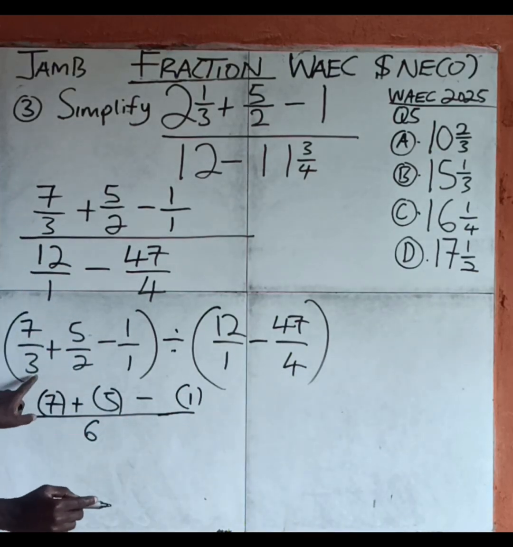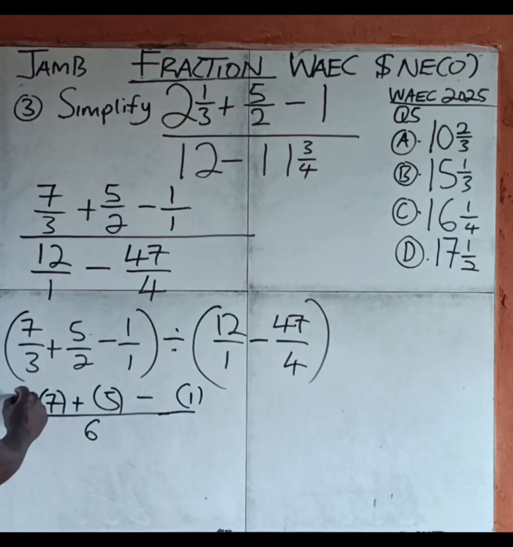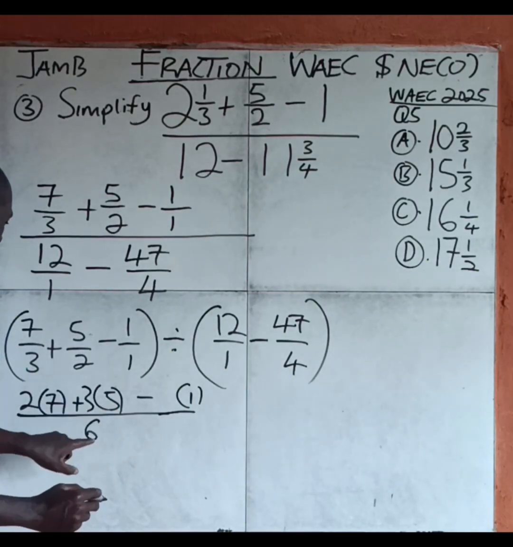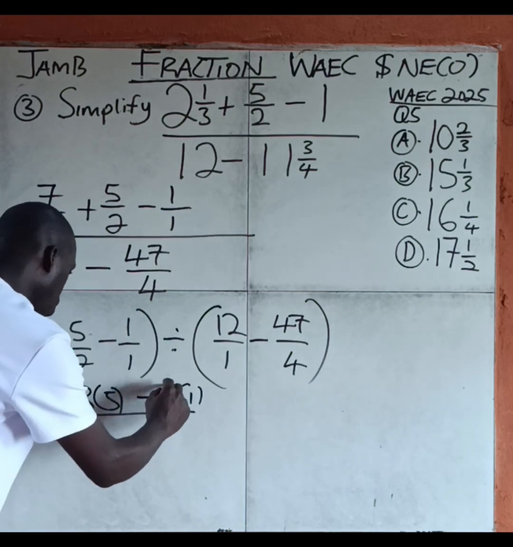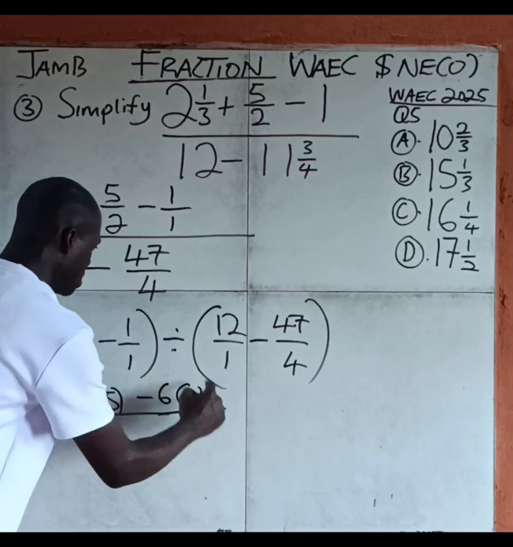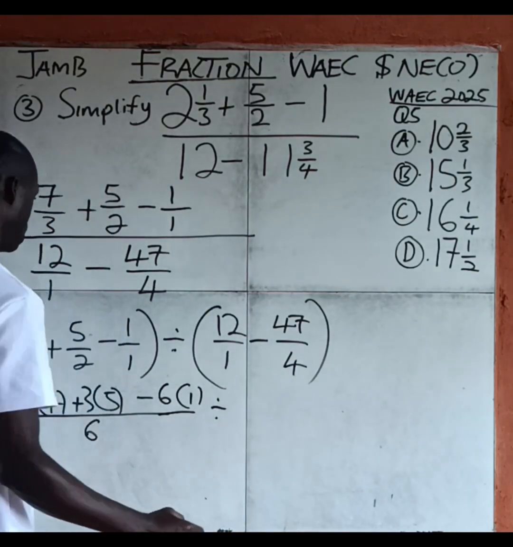So now, if 3 should go into 6, what am I going to have? I'm going to have 2. If 2 should go into 6, I'm clearly going to have 3. If 1 should go into 6, I'm also going to have what? 6. So this is what I'm having right here. Then our division sign, 6 stands.